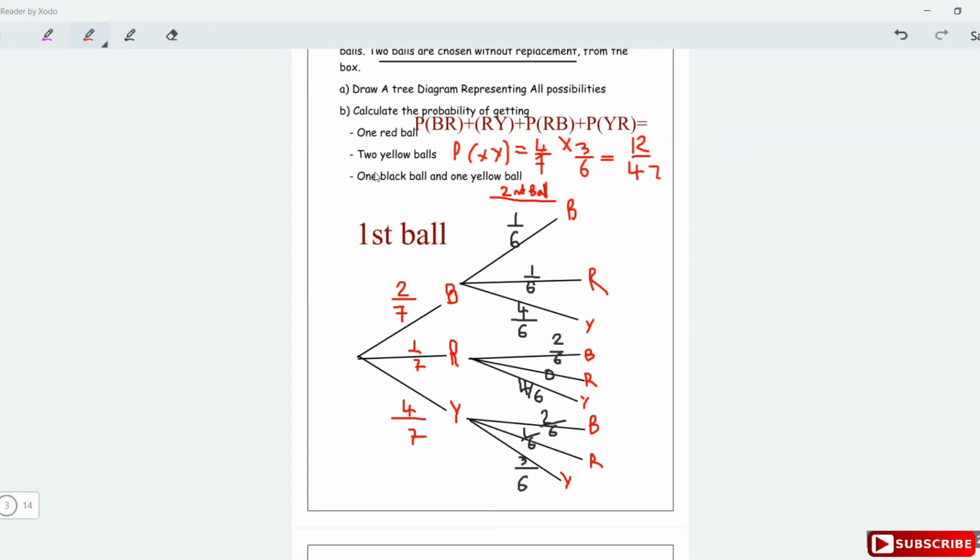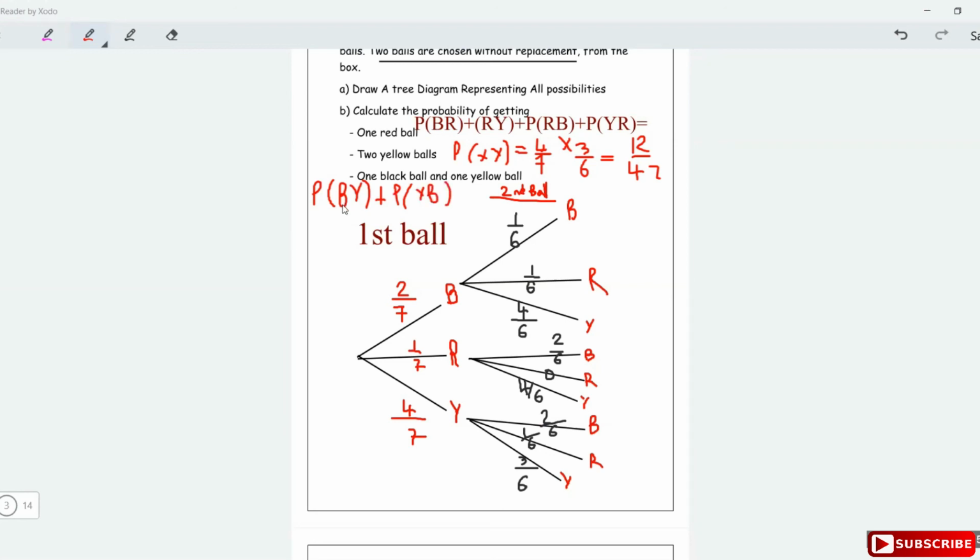Then it says what is the probability of getting 1 black and 1 yellow. So you can get a black, then a yellow, or you can get a yellow, then a black. And so the probability of getting 1 black and 1 yellow is equal to the probability of getting a black, then a yellow, plus the probability of getting a yellow, then a black. That's what you do for this final one right here.